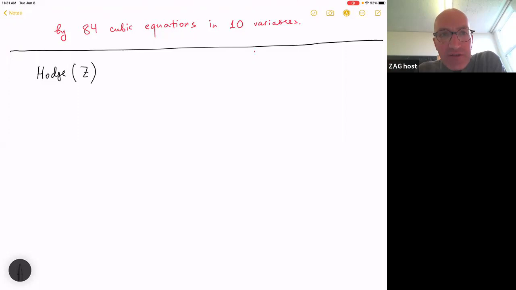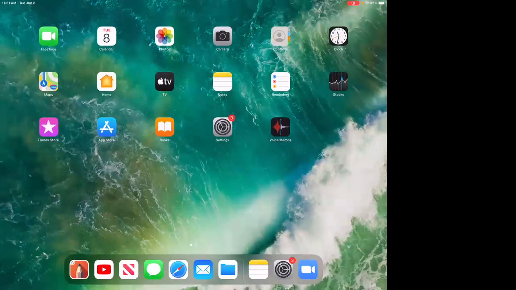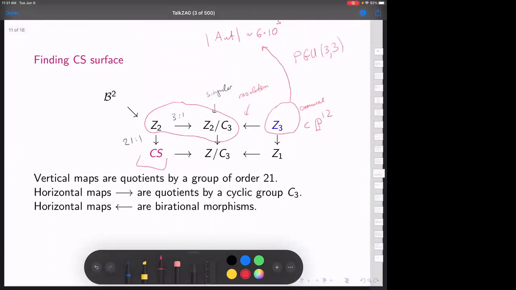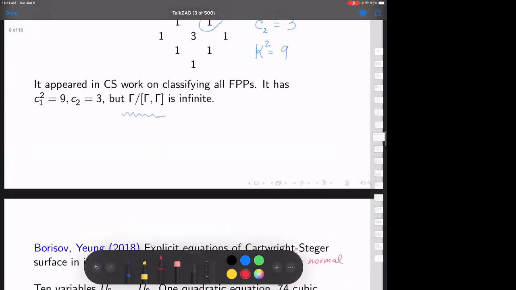I wanted to ask first, why do you say that the Cartwright-Steger surface is the unique one with this invariant? I mean, you are assuming that the fundamental group is arithmetic. You know this, or you are just assuming this?